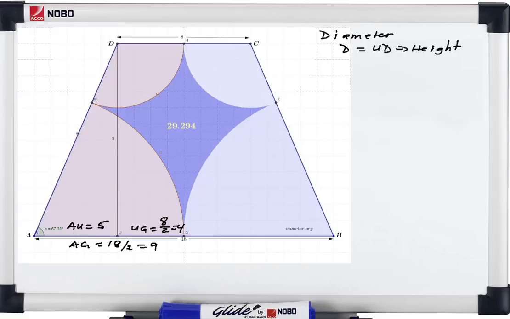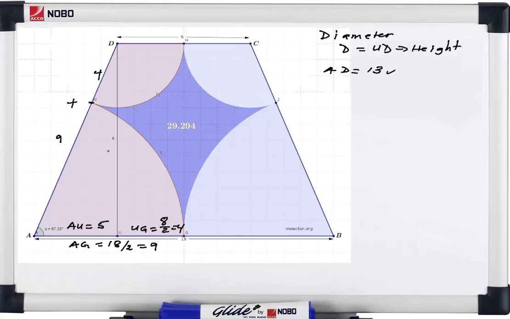And here we have the radius of this circle, which is AG, which is 9. It also cuts that line here. And the other one is 8 divided by 2, and they are tangent here. So that means this hypotenuse is 9 plus 4, which is 13. So I would write here that AD is equal to 13.